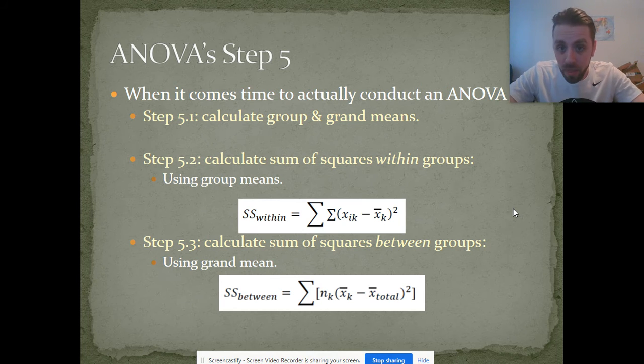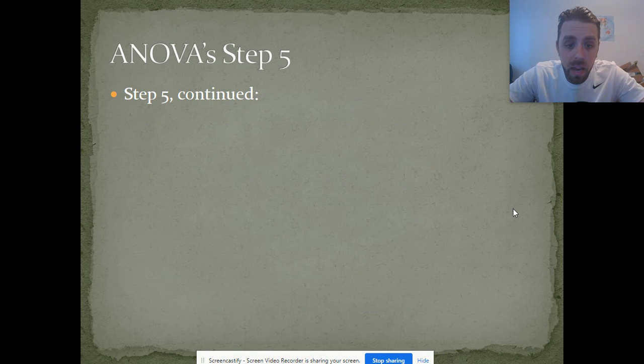For step 5.3, similar logic here, except we're dealing with the grand mean. So for each group, that's n_k, I will take x bar k, the group mean, and subtract from it the grand mean. I will then square that and multiply it by the size of the group. And I will have to sum that 3 times if I have 3 groups. If I have 4 groups, I'll have to sum it 4 times. And once I've done that, I've done most of the heavy lifting here.